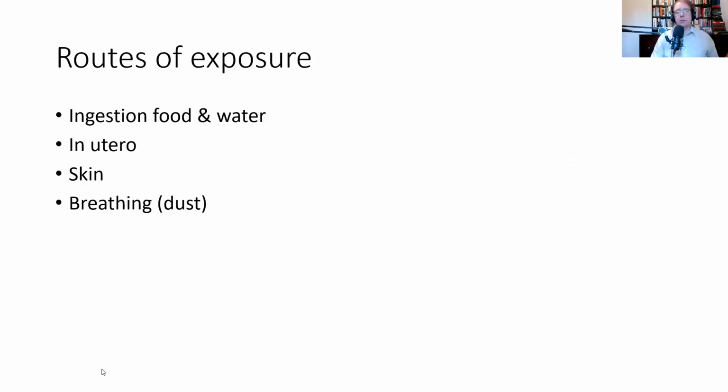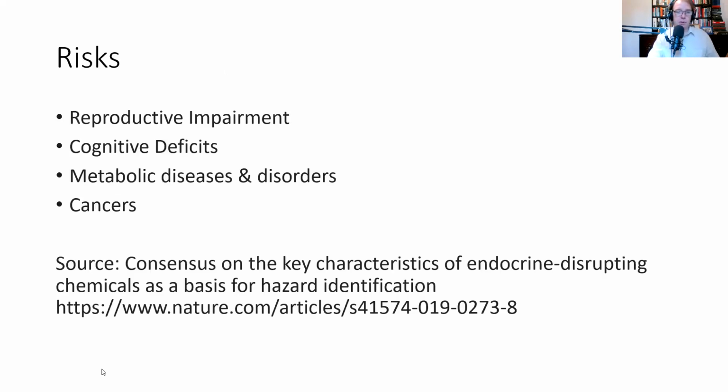The routes of exposure of EDCs include ingestion of food and water, whether it's well water or water that's been treated at a water treatment plant. The treatments at the water treatment plant do not remove endocrine disrupting chemicals. The exposure can occur to the fetus in utero during pregnancy, gestation. You could absorb some through the skin, as in cosmetics. They will be carried into your body if you breathe dust, so it's important that you dust your house on a regular basis. The risks can include, again, reproductive impairment, cognitive deficits, metabolic disorders and diseases, and certain cancers.